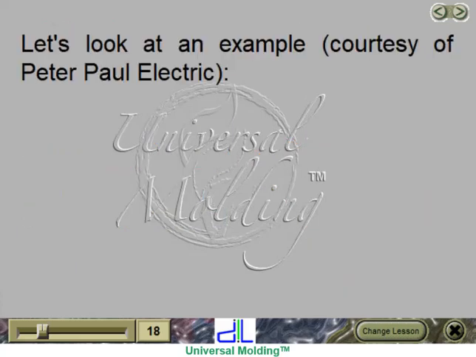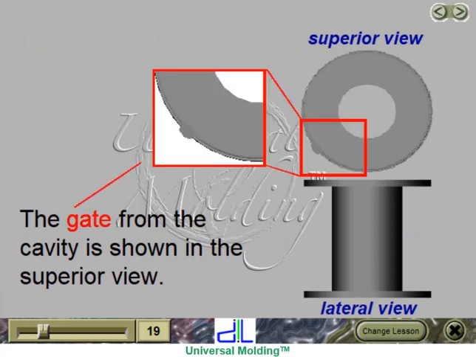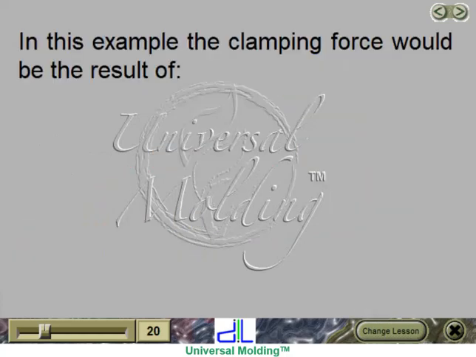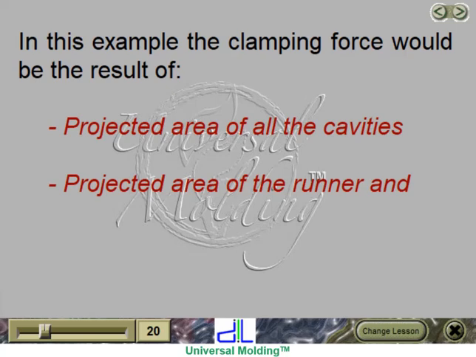Let's look at an example, courtesy of Peter Paul Electric. A nylon spool is manufactured using a 12-cavity mold. The gate from the cavity is shown in the superior view. In this example, the clamping force would be the result of projected area of all the cavities, projected area of the runner, and slider action.